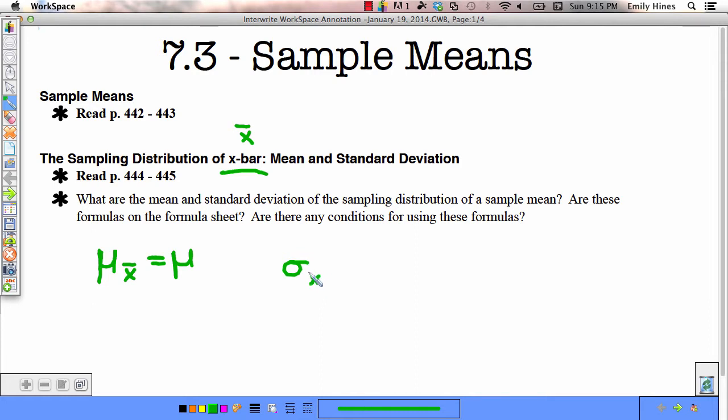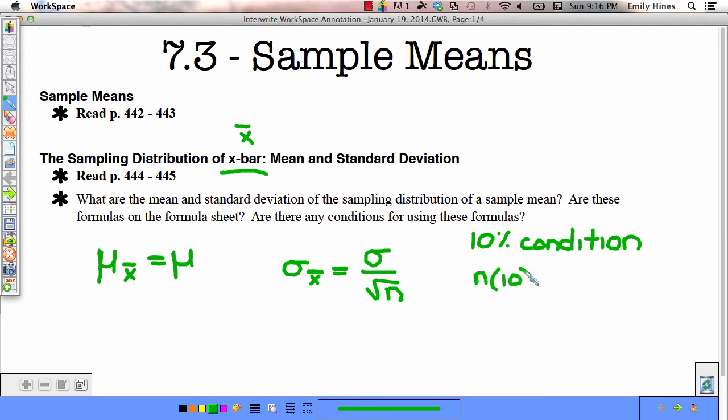The standard deviation is a little bit different. The standard deviation of my sample means, my x-bars, is equal to the standard deviation of my population divided by the square root of my sample size, which is n. These are on the formula sheet. Okay, and in order to be able to use this formula, your 10% condition has to be met, meaning that my sample size can be no more than 10% of my population. So if I take my sample size and I multiply it by 10, that has to be less than or equal to my population size.